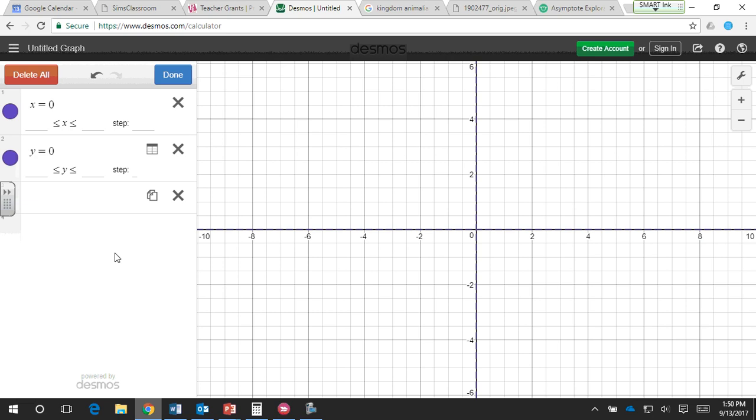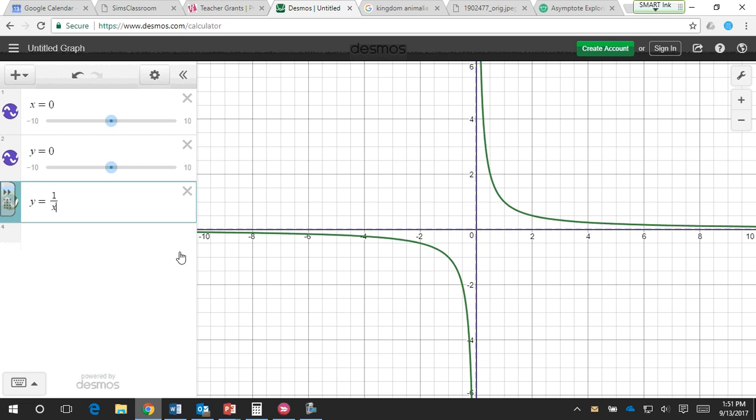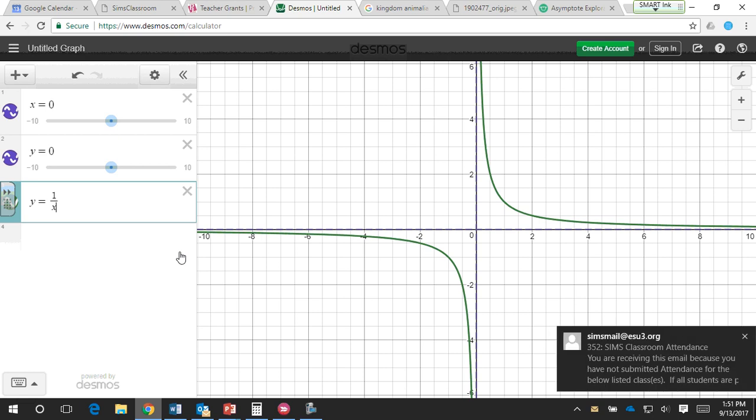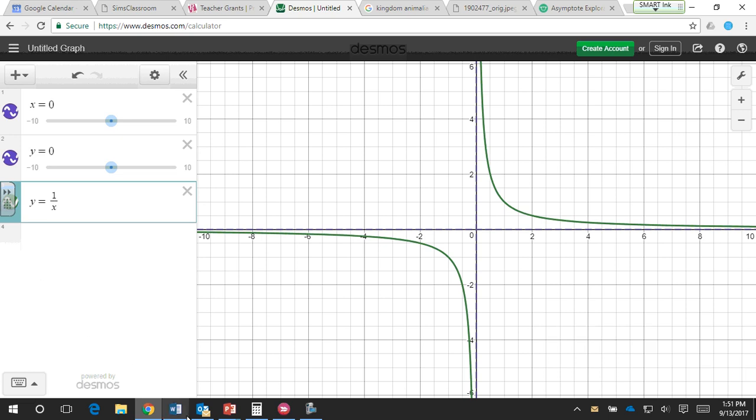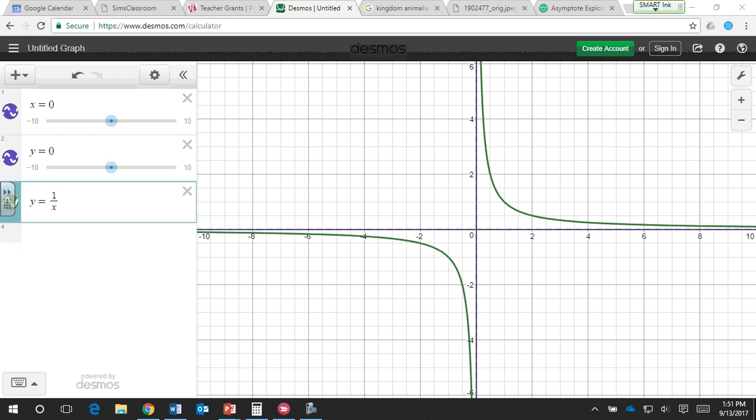All right, so now we're ready to graph our first equation, and that was the good old reciprocal function, y equals 1 over x. You can type y equals 1 over x, or you can just type 1 over x, and it will automatically supply the y equals. All right, everybody get what we expected? Our good old reciprocal function?